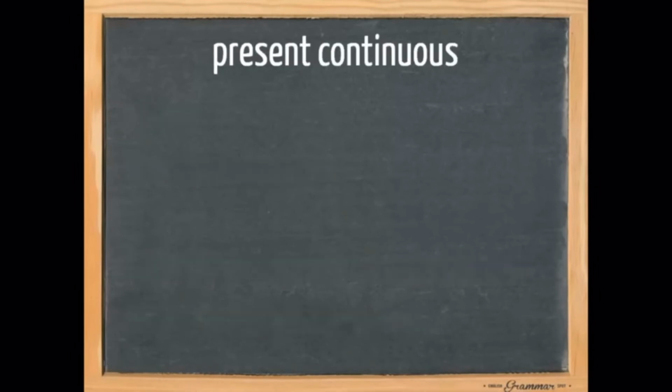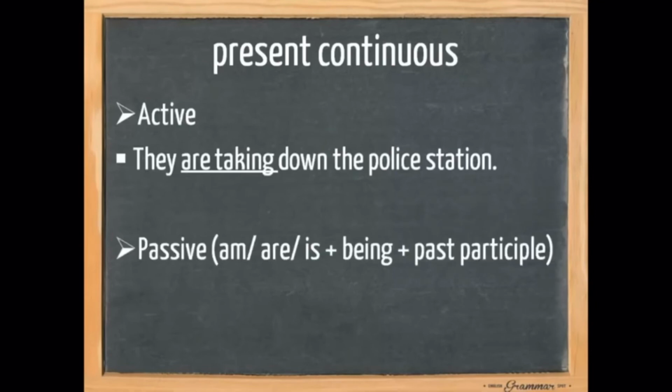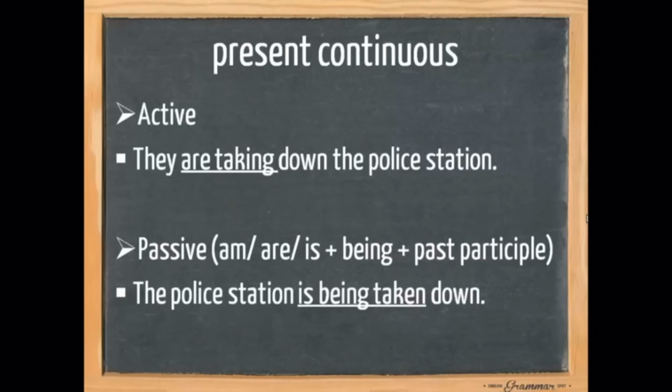Another example, the present continuous. An active present continuous is: they are taking down the police station. Now for the passive form, we need to maintain that continuous form, and that is quite hard. So we need either to use am, are, is, and then the continuous form, being, and the past participle. Don't forget to put in being into a continuous passive when your active sentence was a present continuous. You have to maintain that. You can't swap tenses. The police station is being taken down.